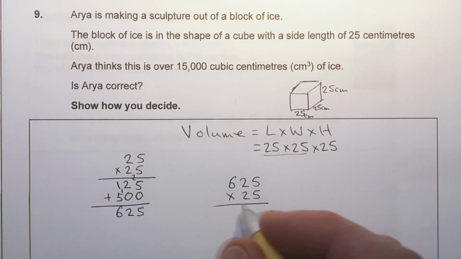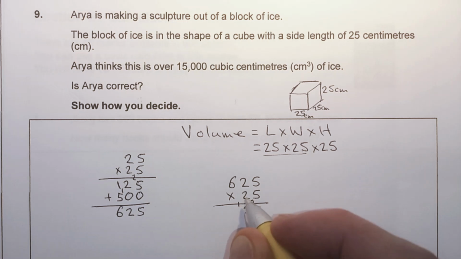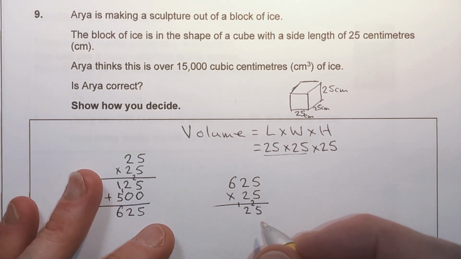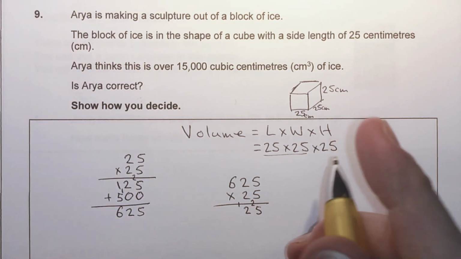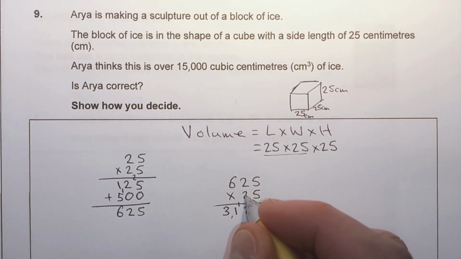So 5 times 5, we saw before that was 25. 2 times 5 is 10, plus the 2 is 12. And 6 times 5, 5, 10, 15, 20, 25, 30. Add the 1 carried, that's 31. Now move on to the 10s.